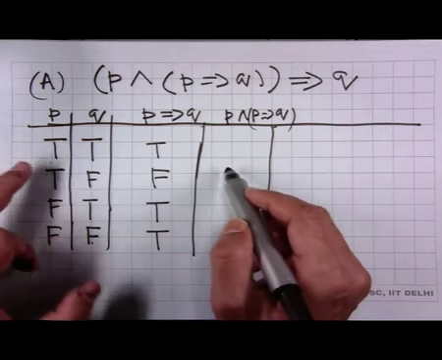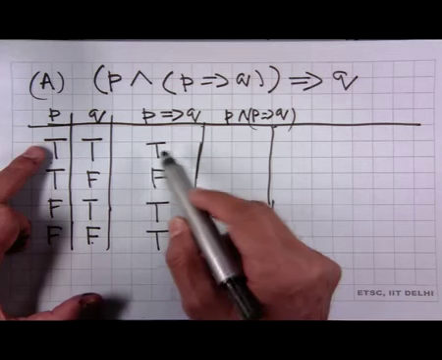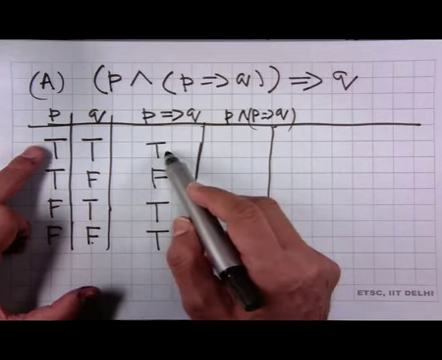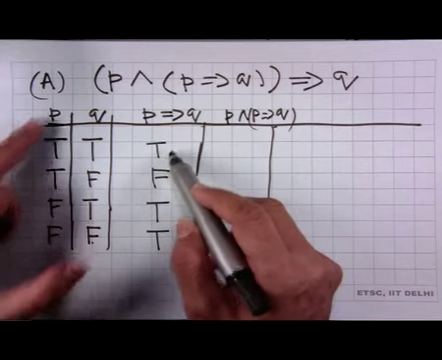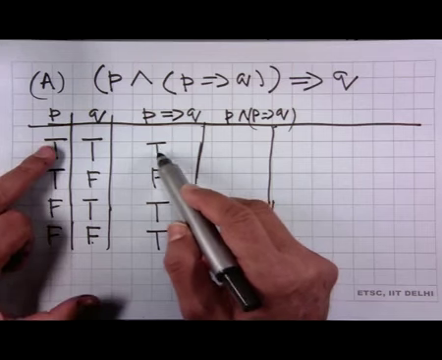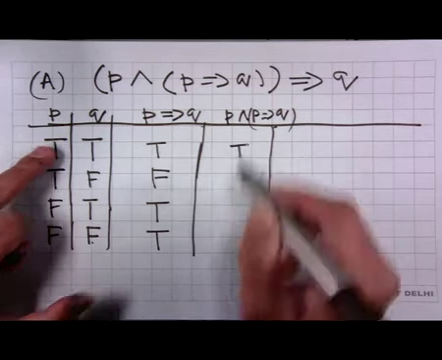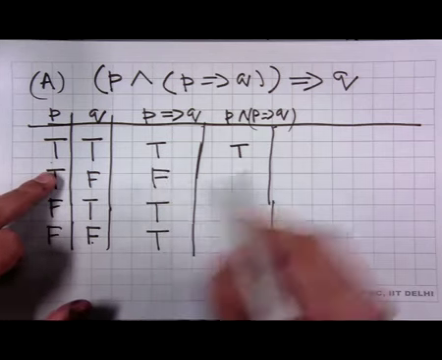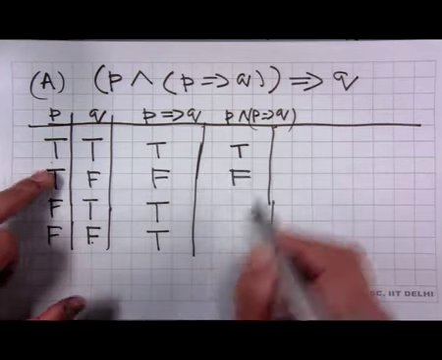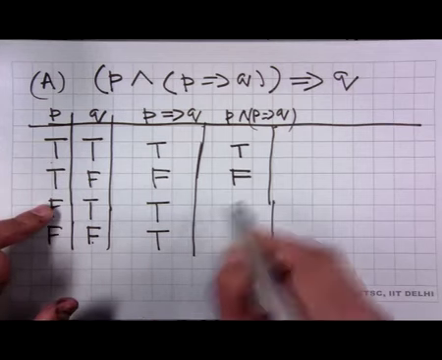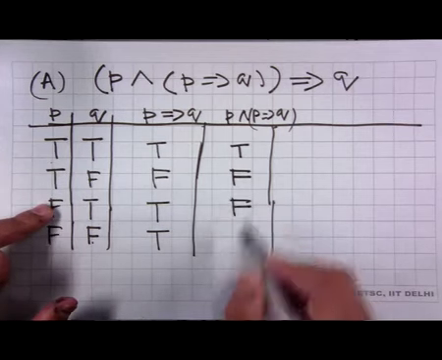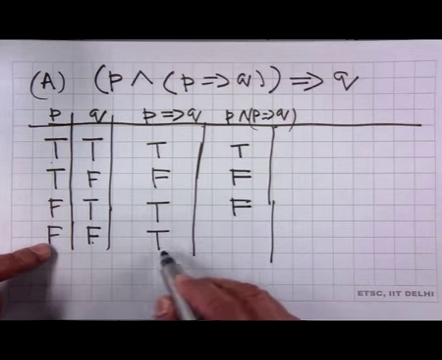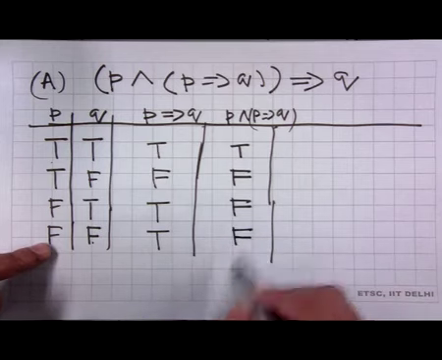So, I am ANDing the truth value of P with the truth value of P implies Q. Therefore, P and P implies Q: T and T is equal to T. P and P implies Q is true and false, which is false. Here it is false and true, which is false again. Here it is false and true, which is false again.